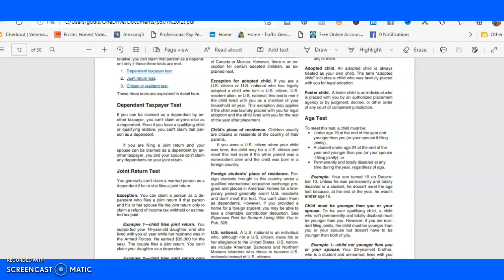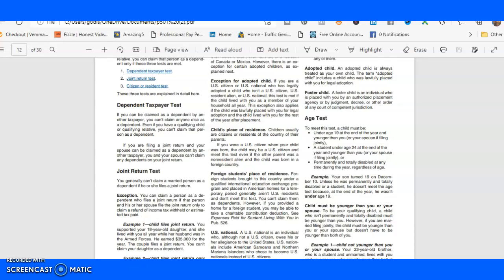So this example says your son turns 19 on December 10th. Unless he was permanently and totally disabled or a student, he doesn't meet the age test because at the end of the year he wasn't under age 19. And so he's no longer a dependent unless those two situations happen to be a part of the reason why he's on the return being claimed as a dependent.